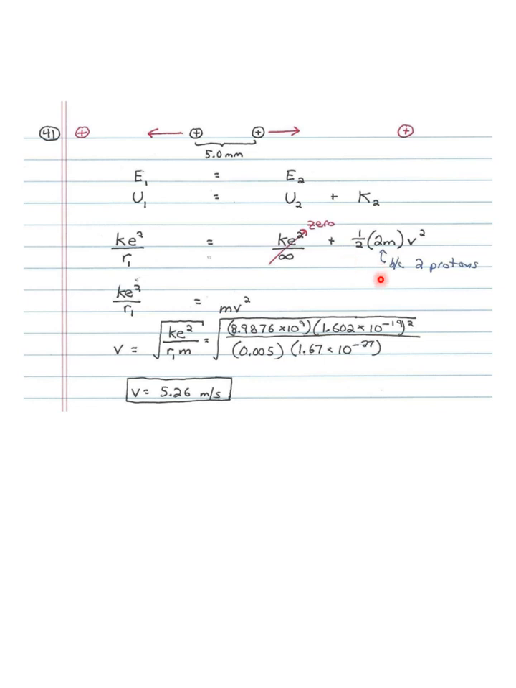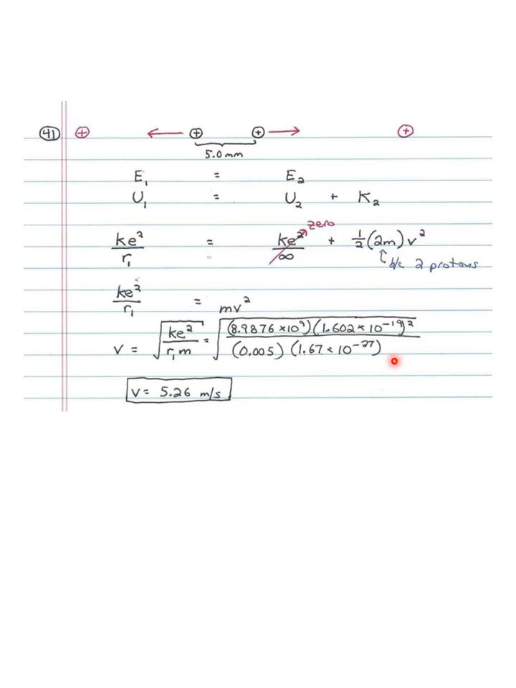And now we clean things up, we simplify, the 1/2 and the 2 divide out, and we're left with K e squared over R1 equals m v squared. Let's solve that algebraically for v. You should get the square root of K e squared divided by R1 m. There you can see I've plugged in all the values.